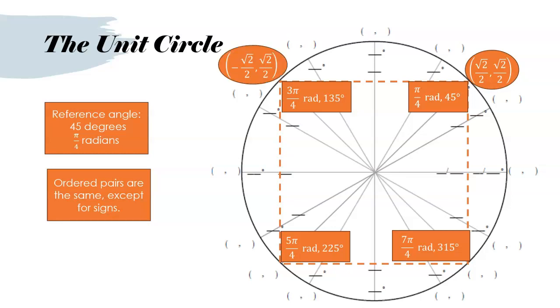In the second quadrant, the x-coordinate is negative because it's to the left. In the third quadrant, they're both negative because it's to the left and it's also down below the x-axis. And then the last one, the x-coordinate is positive because it's to the right of the origin, and the y-coordinate is negative because it's below the origin.